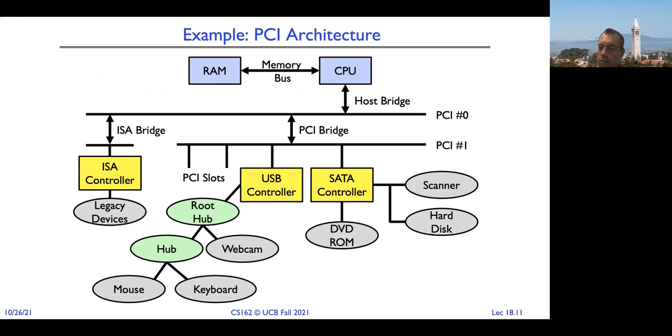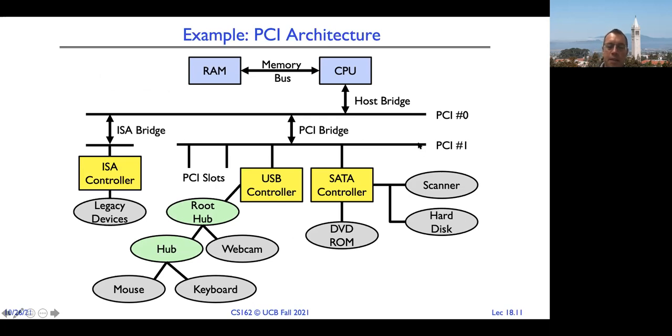Okay. Anyway, here is an example of the PCI architecture. Today, you have PCI number 0 here, and this is a very fast one. This is connected to the CPU, and the CPU also has a memory bus to the RAM. Then there is a PCI bridge here. You have another PCI bus.